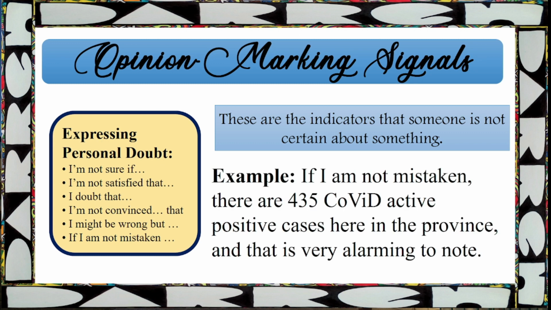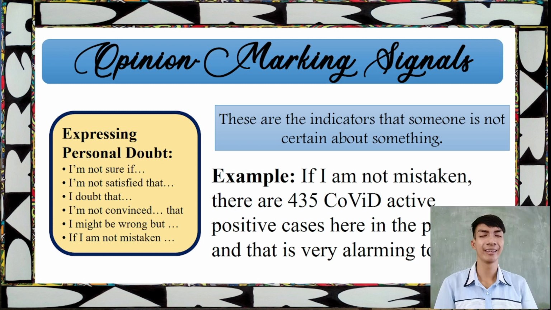For example, if I am not mistaken, there are 435 COVID active positive cases here in the province, and that is very alarming to note. From this example, it can be gleaned that the speaker is not sure about the numerical value given to represent the active COVID cases in the province. Thus, if you too are not sure about what you are going to say, be sure to include these specific opinion marking signals in your sentence.